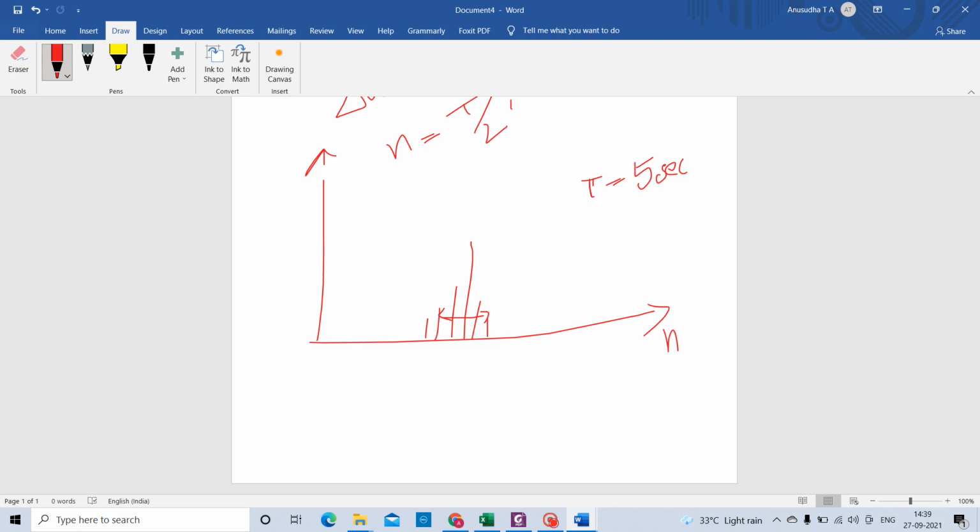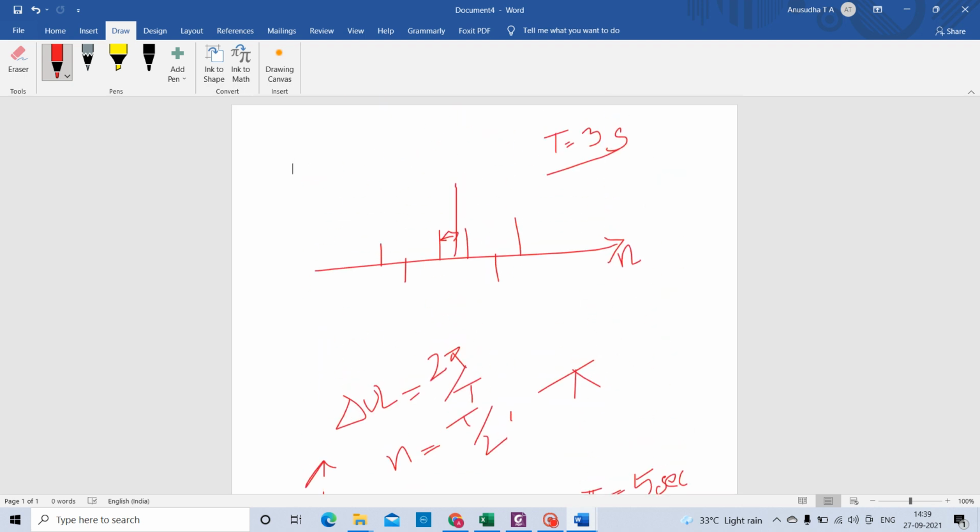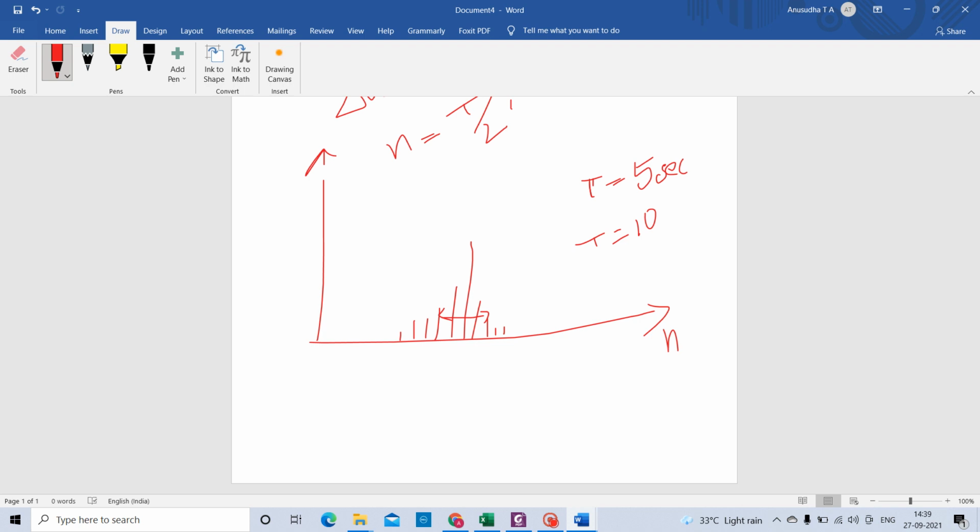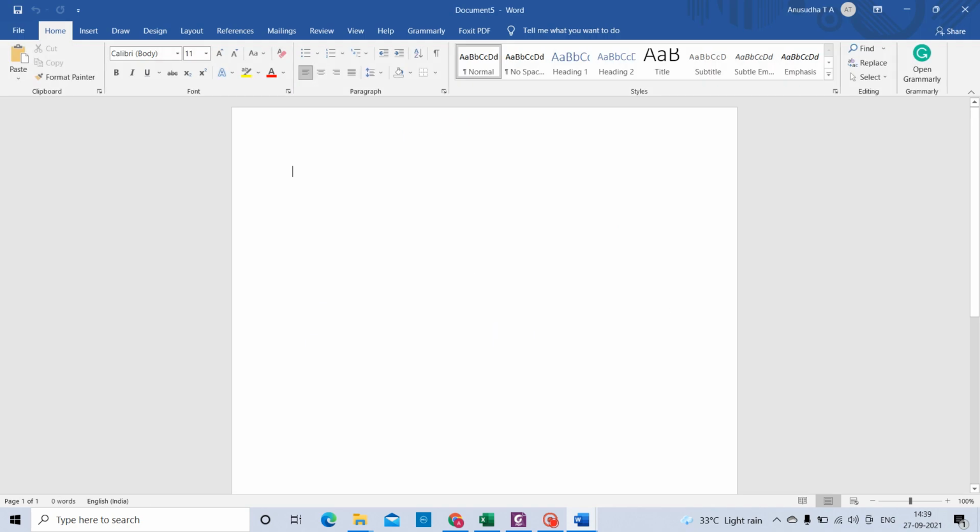1, 2, 3, 4, 5, 6, 7, 8, 9, 10. So the number of samples is increased for t equal to 10, and similarly for t equal to 20. What happens if the number of samples is increased? First of all, the amplitude will get reduced. I will draw a neat diagram to show how it decreases.